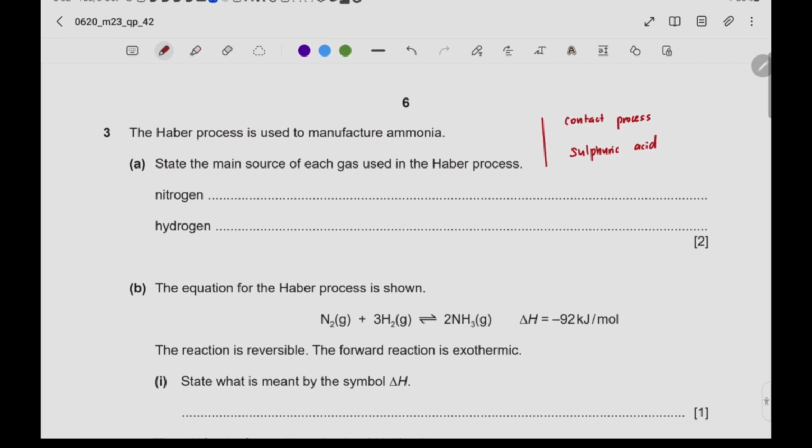So later they will tell the process and the things needed. I will write for you too. So nitrogen is coming from air, because nitrogen is 78% of the air, right? And hydrogen is from methane. Some people tell me that it's from water, but actually from methane is easier to get.